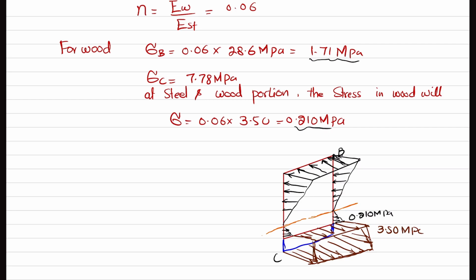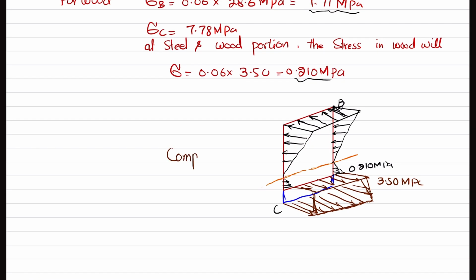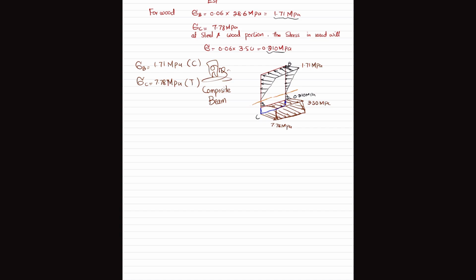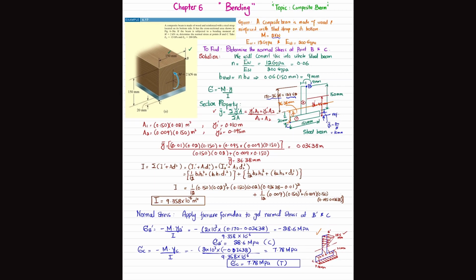So that is for the composite beam. Okay, the stress is 1.71 megapascal. So our answer is stress at point B is 1.71 megapascal, and stress at point C is 7.78 megapascal for this composite beam. This is in compression and this is in tension, and that is the answer of this question. And this was all about this problem, example 6.17.